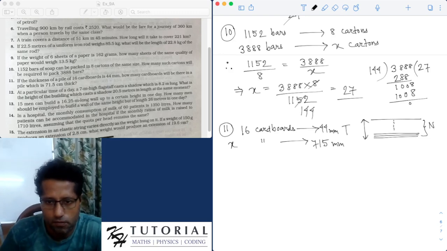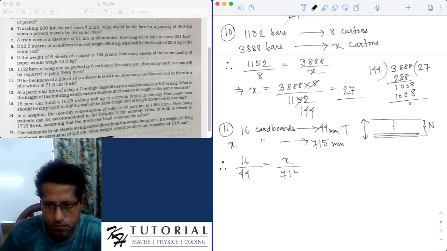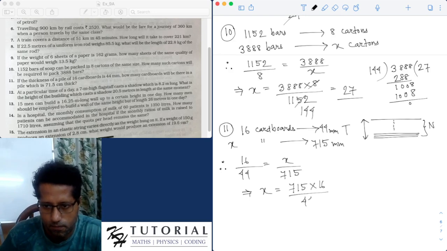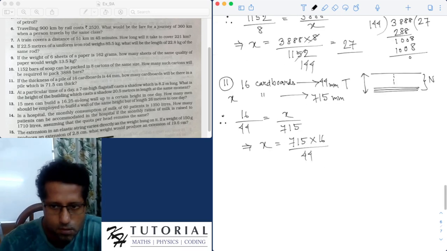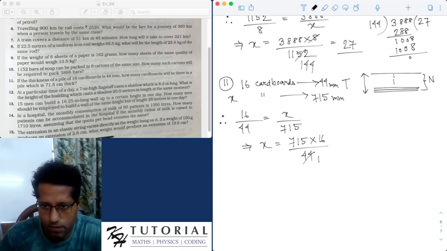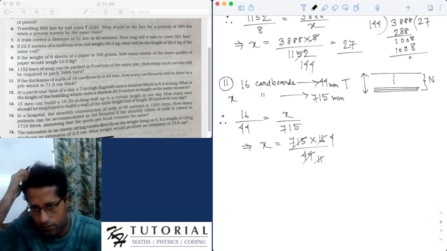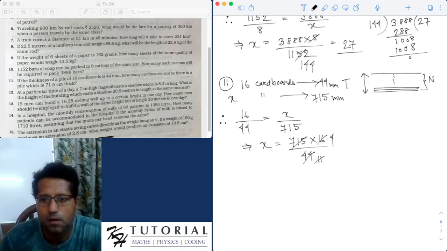Okay. So now we can say that 16 by 44 equals X by 715. This implies X equals 715 multiplied by 16 divided by 44. So 4 divides 44 with 11 and divides 16 with 4, and this 11 divides 715 with 65.